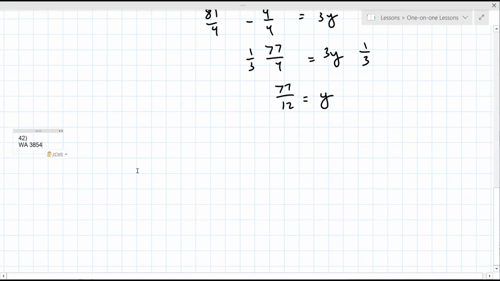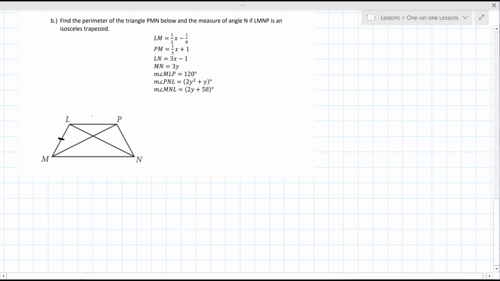Okay, let me grab this picture again. This is totally my fault. Okay, LM is here, and PM is this diagonal. Great. LN is the other diagonal. So it's these two that are congruent. They're the diagonals. Those are the two you said equal to each other: 1/3 x plus 1 equals 3x minus 1. I think when you solve this, you'll get something a little bit nicer than what we got before.